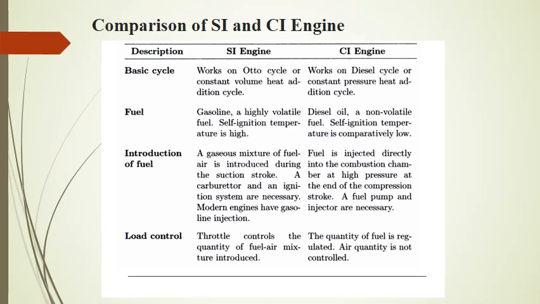As far as fuel is concerned, the SI engine operates on gasoline, which is a highly volatile fuel, and the self-ignition temperature of this fuel is quite high. The CI engine is operated with diesel oil, which is a relatively non-volatile fuel. Self-ignition temperature is comparatively low. So here self-ignition takes place in the case of the CI engine as the temperature is quite low.